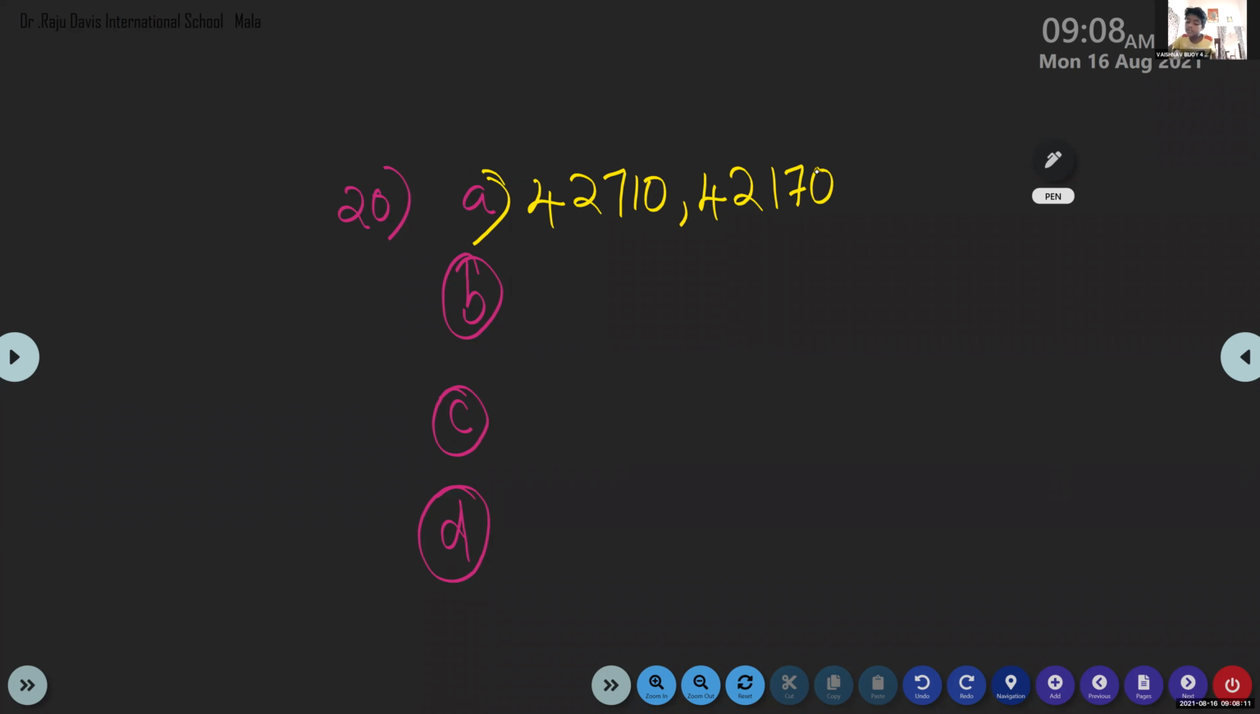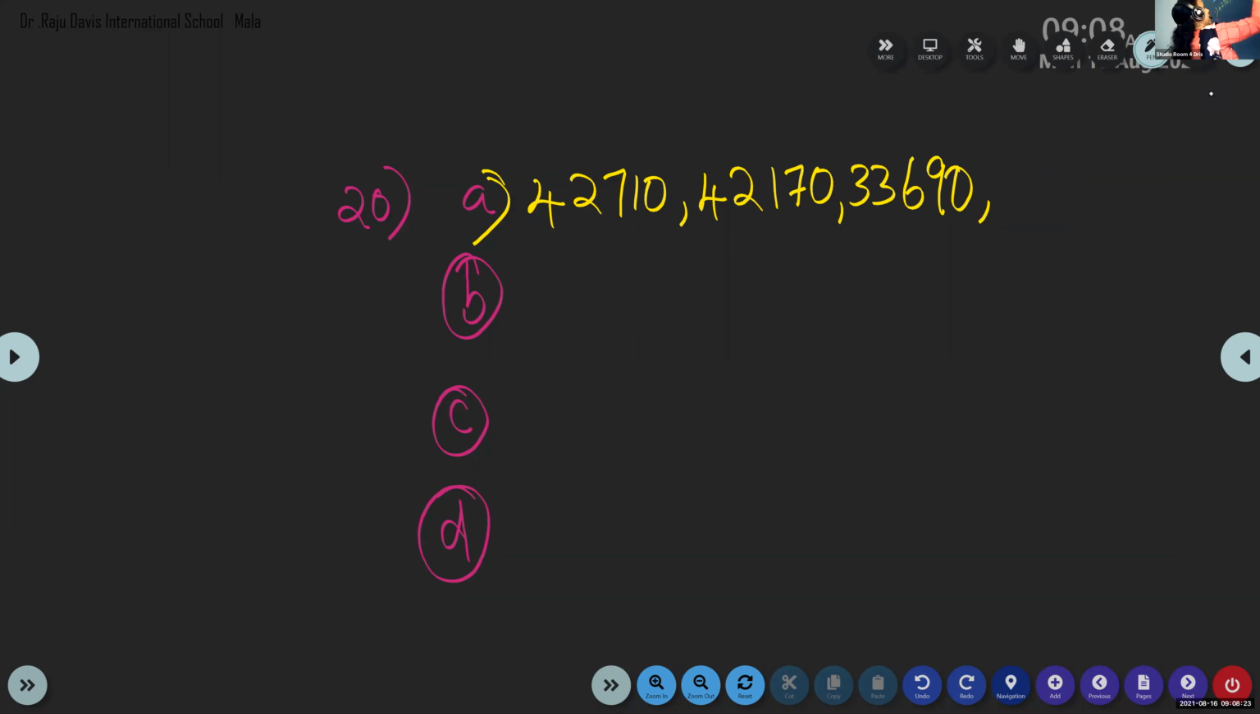Yes. 33,690. 32,690. Very good. So, children, this is descending order, the arrangement of numbers from biggest to smallest.